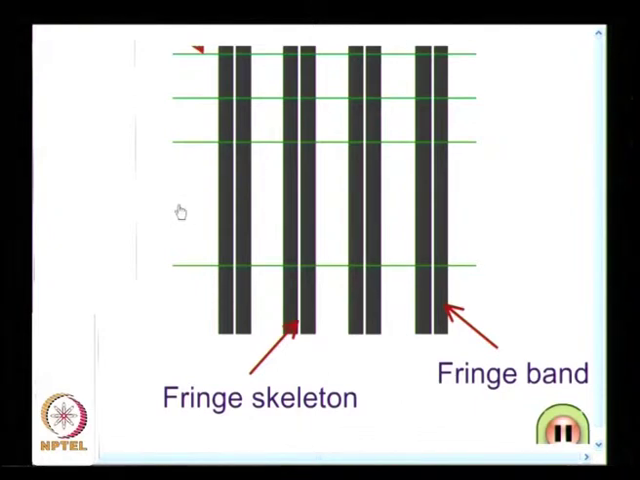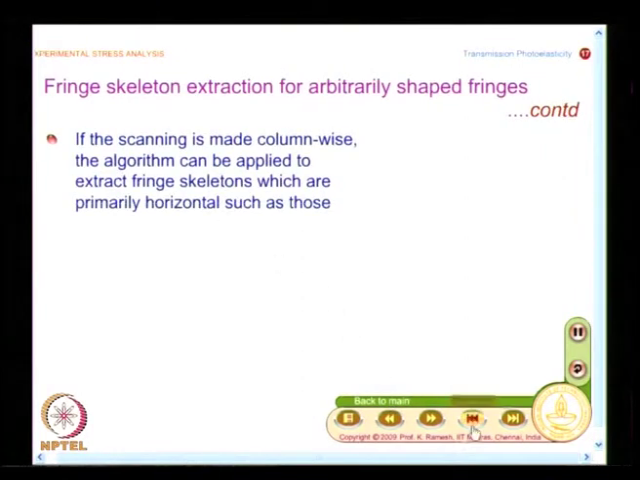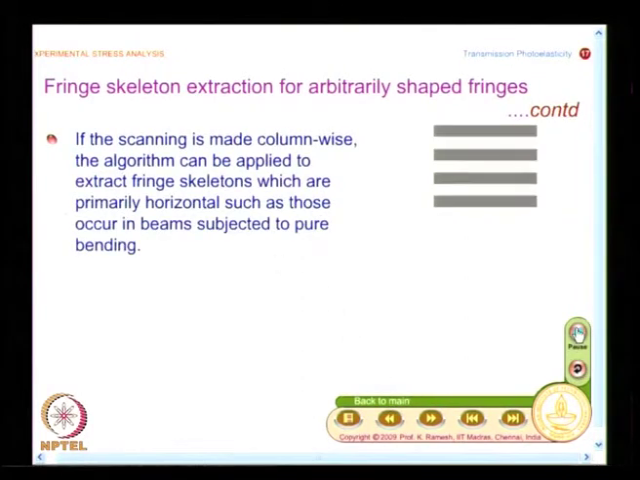Suppose I have fringes which are horizontal, what I can do? I can have a vertical scanning, I can repeat the same process. So, when the fringes are horizontal or vertical, simple column wise scanning or row wise scanning can do the job of identifying the minimum intensity points.